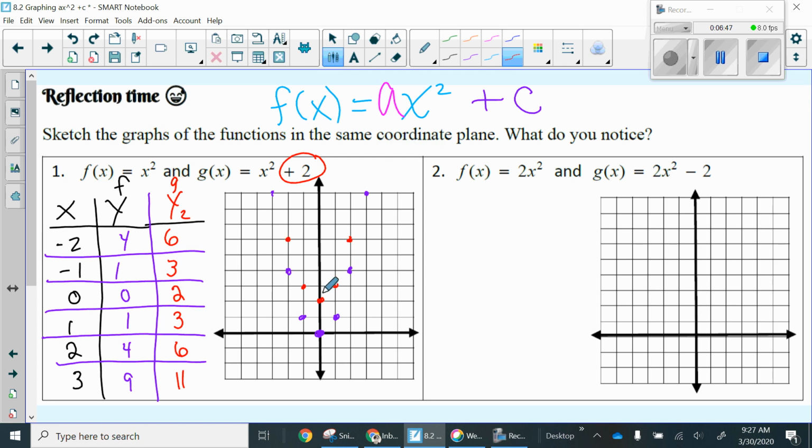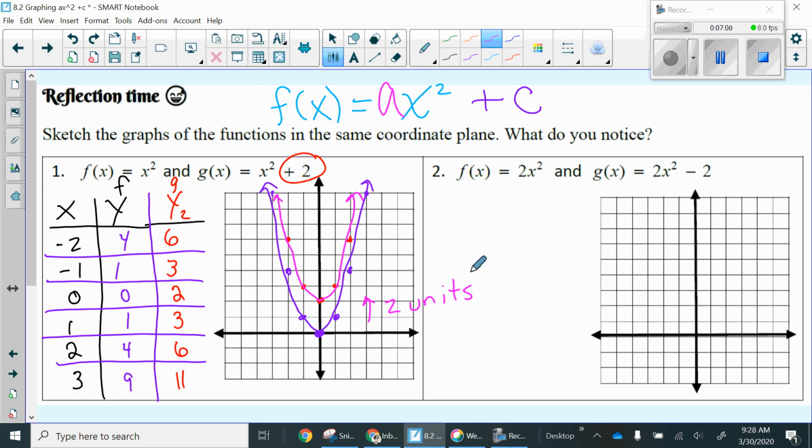So you can see the parent function is this one right here. And I'm doing my best. I know that's my best. And then here's the child function, function g. So it was translated up 2 units.